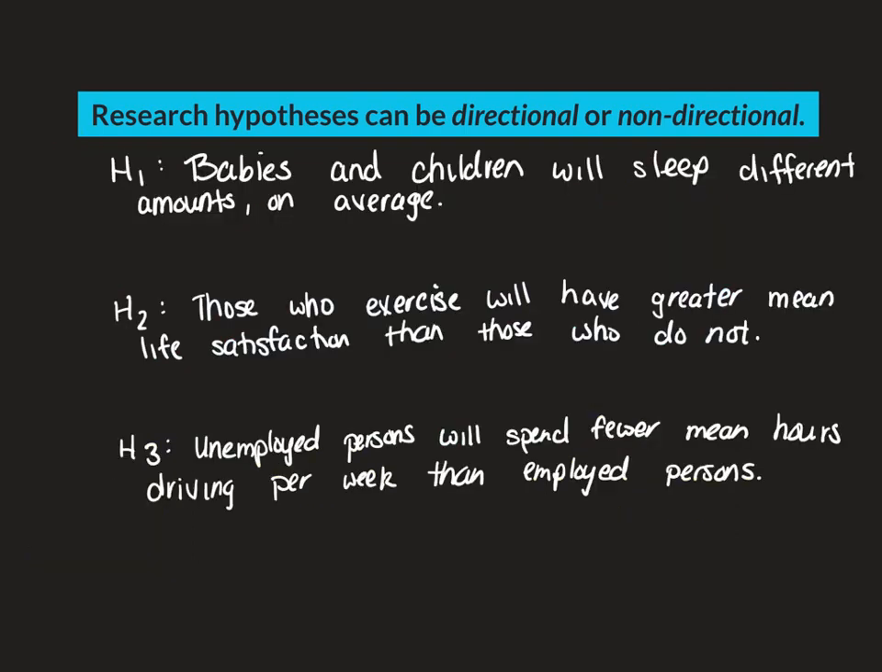Let's try this out with three hypotheses. Hypothesis 1 states that babies and children will sleep different amounts on average. Hypothesis 2 states that those who exercise will have greater mean life satisfaction than those who do not. And hypothesis 3 states that unemployed persons will spend fewer mean hours driving per week than employed persons. Pause here and indicate whether each of these is directional or non-directional.